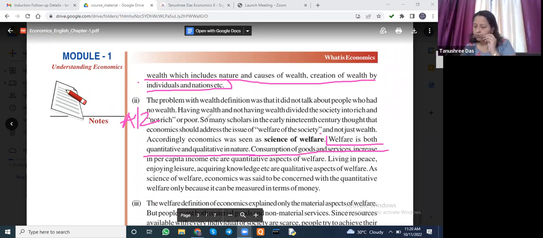What is the problem? Okay, so in per capita income, from this up to this. This is the second part. Second part of answer number 2.